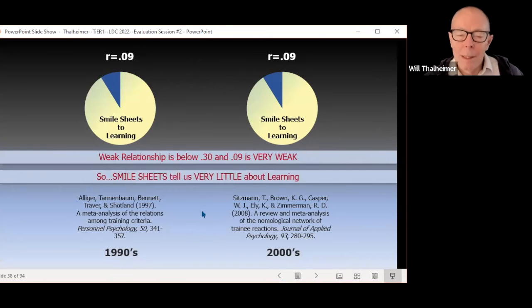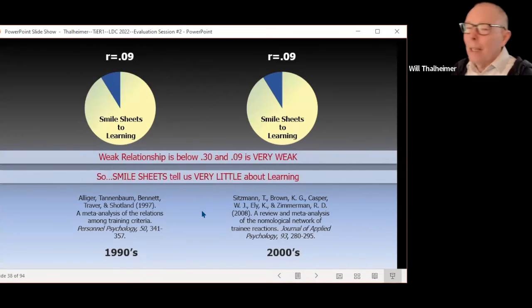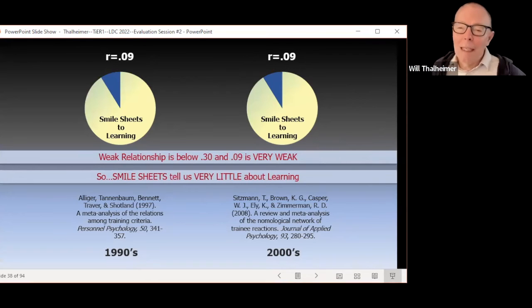Now, when I first saw this data, my first reaction was, oh my gosh, we should get rid of our smile sheets. We shouldn't use them. They're sending us wrong information. And then I realized, well, wait a minute. We've been using these for decades and decades.